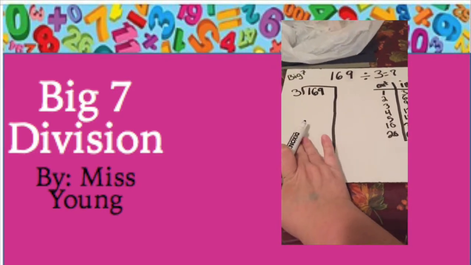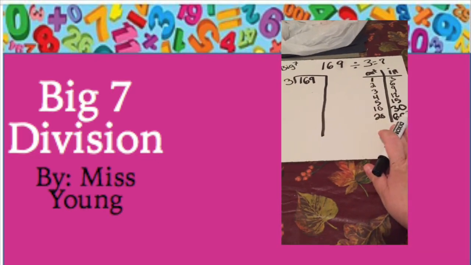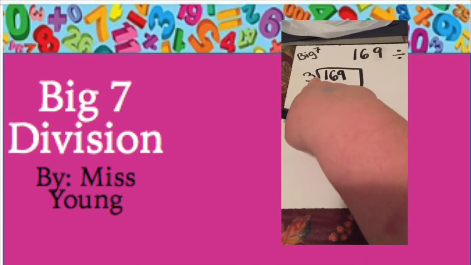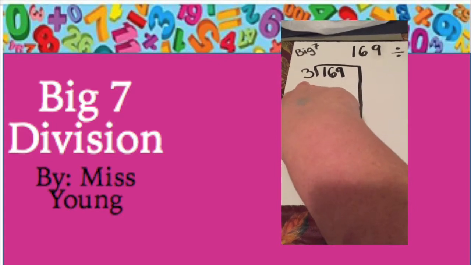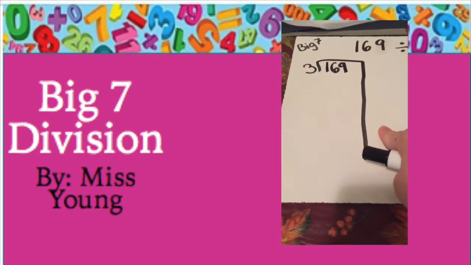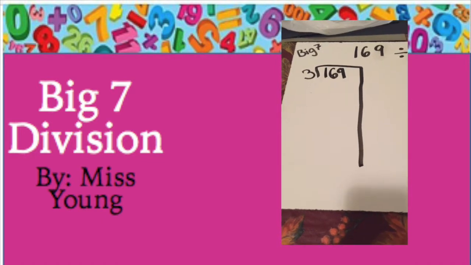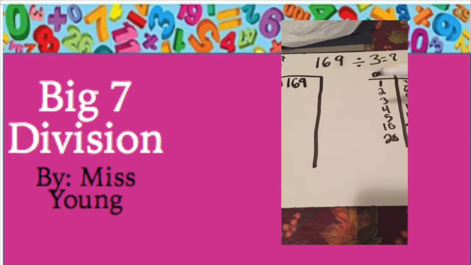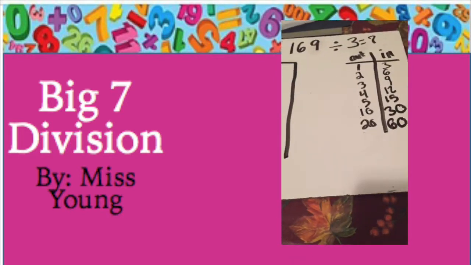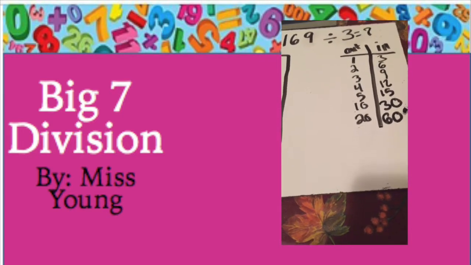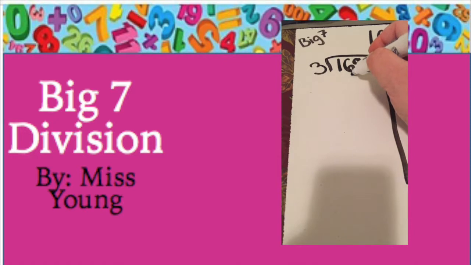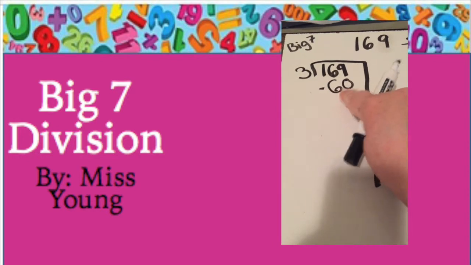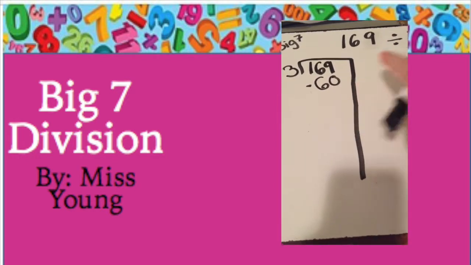Now that I have my Big 7 set up and my in and out chart, I'm ready to start dividing. So again, I have 169 cupcakes. I have 3 cupcakes going to each person. I need to figure out on the outside how many people get a cupcake. So I want to know how many cupcakes I can use, so I'm looking at my in and out column, that gets me somewhere close to 169. The biggest number I have here is 60. So right now I can go ahead and give out 60 total cupcakes. If I give out 60, I need to figure out how many people I gave one to.